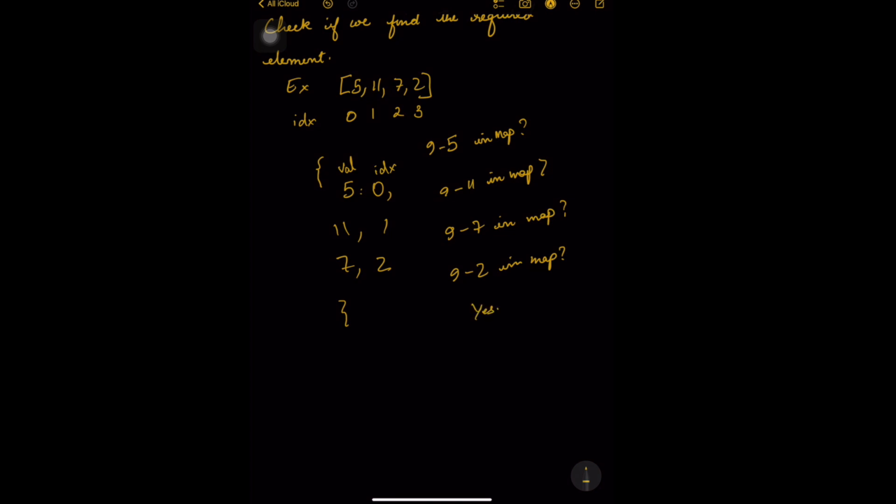So let's try to code this out. As you can see, this time we're only iterating through the array one time. That way we can reduce the time complexity from O of n square to O of n. Keep in mind, this is coming at the cost of increasing the space complexity.